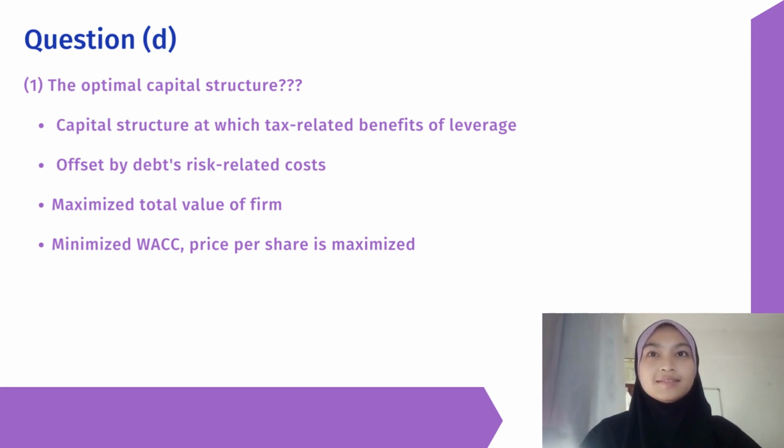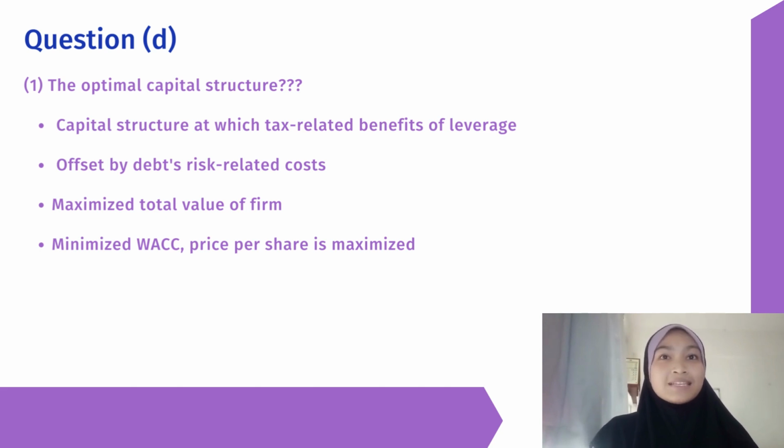Question D1. The optimal capital structure means the capital structure at which the tax-related benefits of leverage are exactly offset by debt risk-related costs. At this structure, the total value of the firm is maximized, the WACC is minimized, and the price per share is maximized.